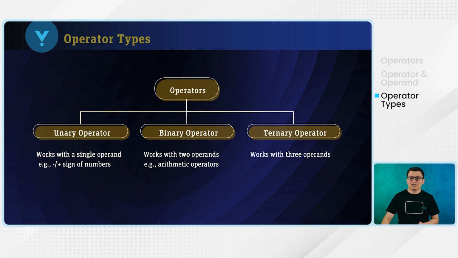And then the last type of operators that we have are the ternary operators. The ternary operators in Java work with three operands, which you will learn in the near future. And in our next video, we will be talking about the arithmetic operators, and we'll do some practice with the arithmetic operators.